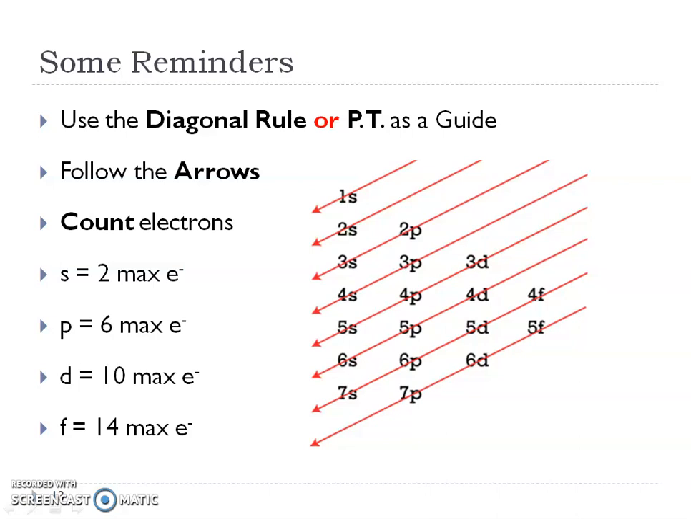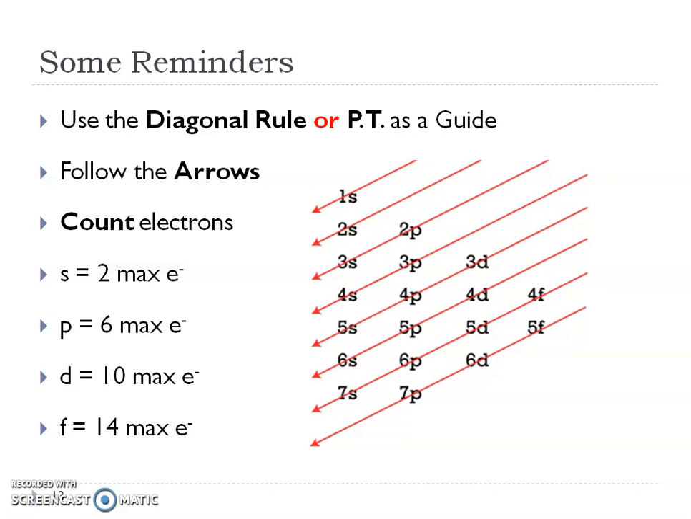And the S's have 2 electrons maximum, P's have 6, D's have 10, and F's have 14. That you should know by now. So again, you're either following the arrows or using the periodic table as a guide, which is your best bet because that's what you're going to be able to use on your test.